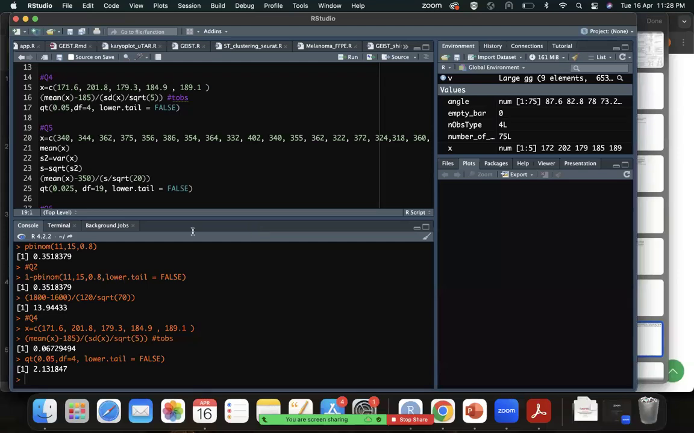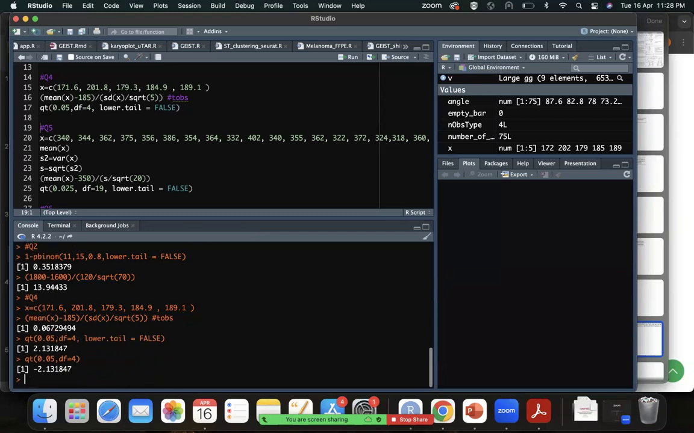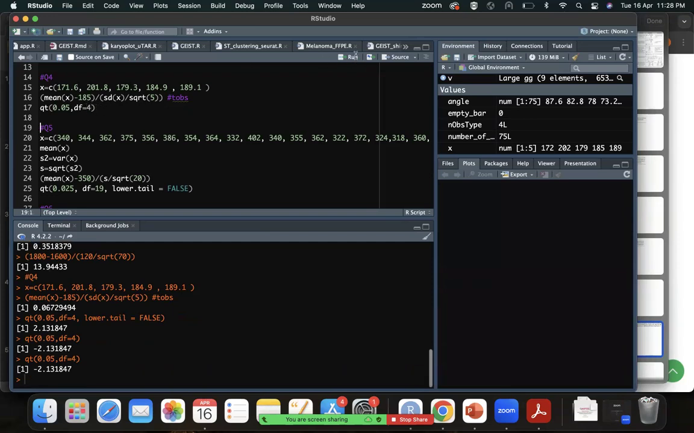Did I make a mistake? I don't know. No, you should not write lower tail is equal to false. Yes, ma'am, it is true here. It is true because it's a left-sided tail test. You just write this. So your T critical would be minus 2.13.